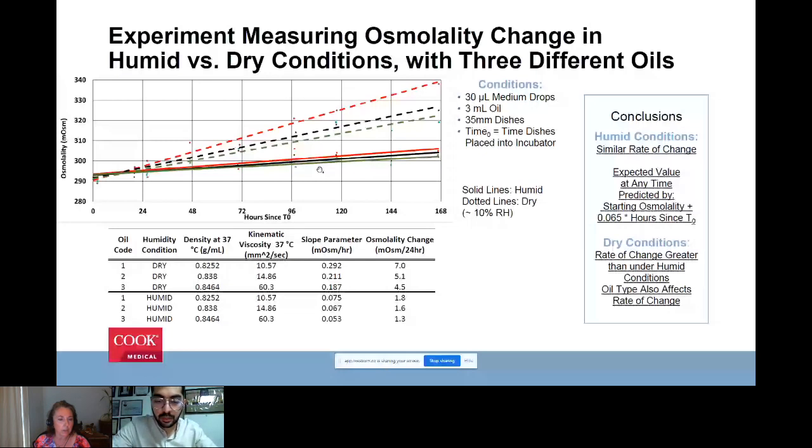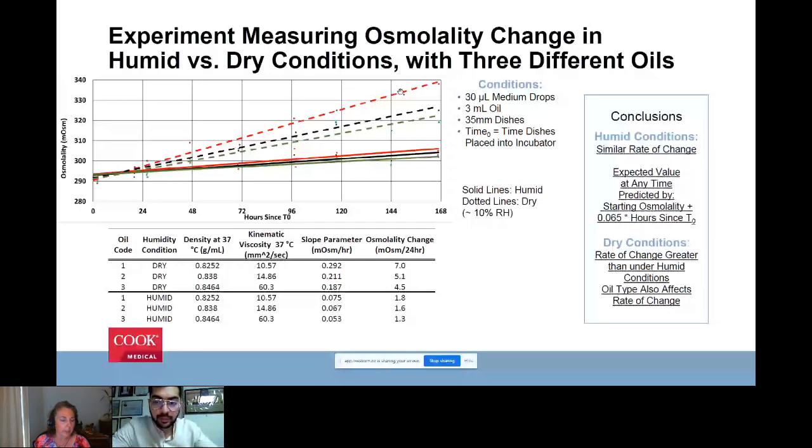But when you go to the dry environment, depending on the type of oil, there is a statistical difference. And on the other hand, if you do sequential, so if you change at day 3, you might actually not see enough of an osmolality increase in the dry condition. Perhaps it's not even enough to notice any difference. But you can see here that if you look at these results, there is definitely a greater rate of change in dry conditions. And also the type of oil affected the rate of change.